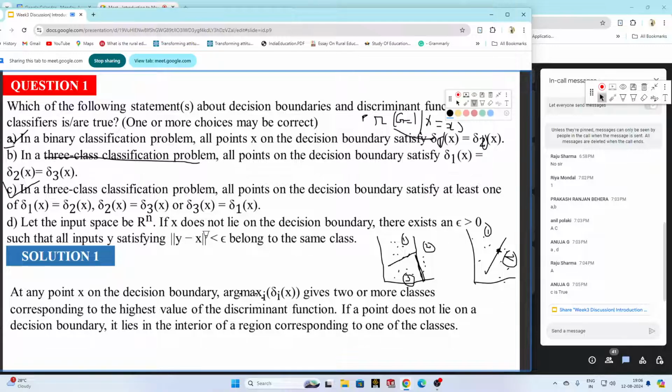And what about the case if x does not lie on the decision boundary? If x does not lie on the decision boundary, and there exists an epsilon such that all inputs y satisfying y minus x less than epsilon belong to the same class. Now we don't know anything about this epsilon. This is the problem. As we do not know anything about the epsilon, your data points can get into both these groups. So that is why we cannot say true about this D.